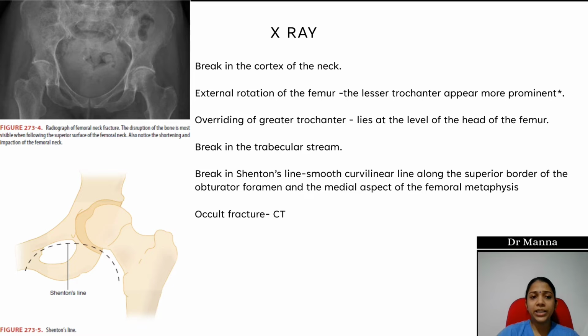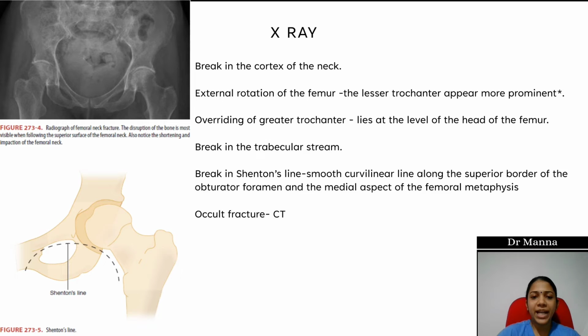So in this figure on the upper side, we can see on the right side, there is a break in the cortex in the neck and the femur is externally rotated. So the lesser trochanter on the right side is more prominent than the left side. And there will be overriding of the greater trochanter, so the greater trochanter will be at a higher level as compared to the normal side. And there will be a break in the trabecular stream. Trabecular streams cannot be well appreciated in this X-ray. If there is a fracture, there can be a break in the trabecular stream depending on the classification of the fracture.